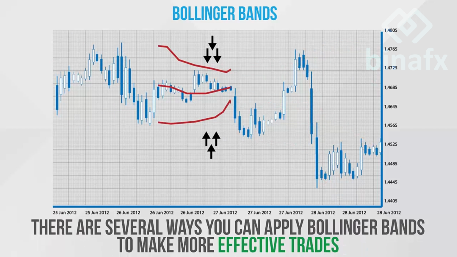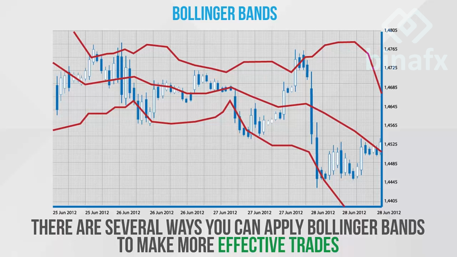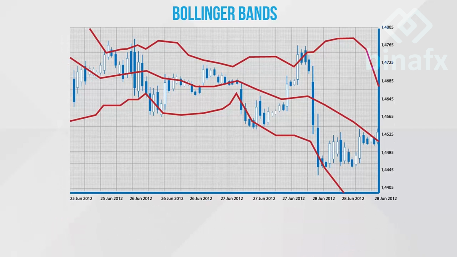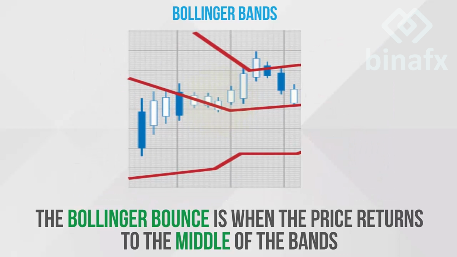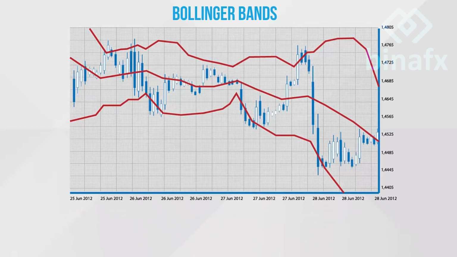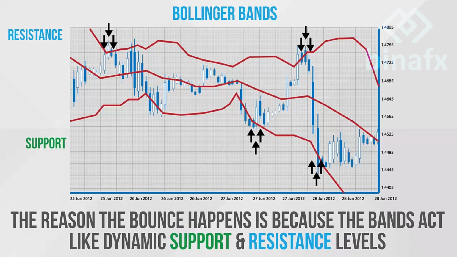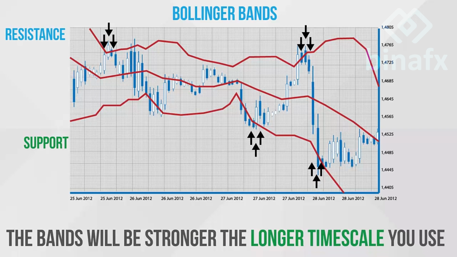There are several ways you can apply Bollinger Bands to make more effective trades. The Bollinger Bounce is when the price returns to the middle of the bands. The reason the bounce happens is because the bands act like dynamic support and resistance levels. The bands will be stronger the longer timescale you use.